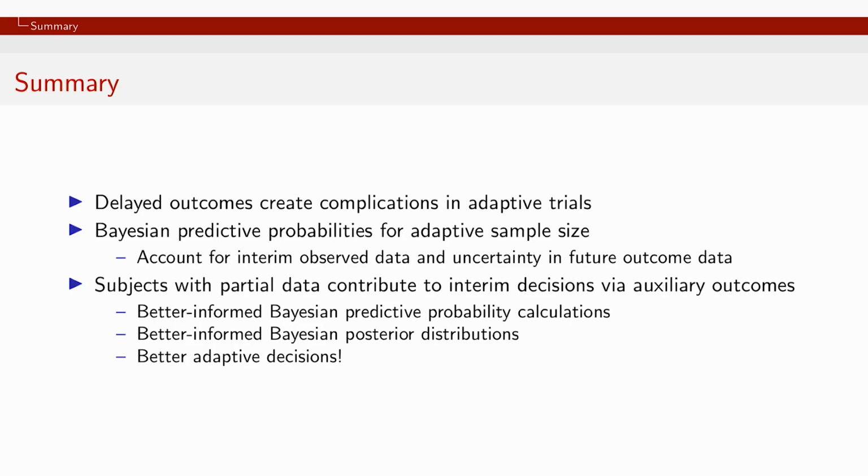In summary, I've explained how delayed outcomes can create complications within adaptive trials. Bayesian predictive probabilities are extremely useful for adaptive sample size selections. They allow for a very natural way of using the interim observed data and accounting for the uncertainty in the future outcome data. I've also explained how subjects with partial data can contribute to the interim decisions via auxiliary outcomes. This leads to better informed Bayesian predictive probability calculations. It leads to better informed Bayesian posterior distributions, and ultimately leads to better and more efficient adaptive decisions.